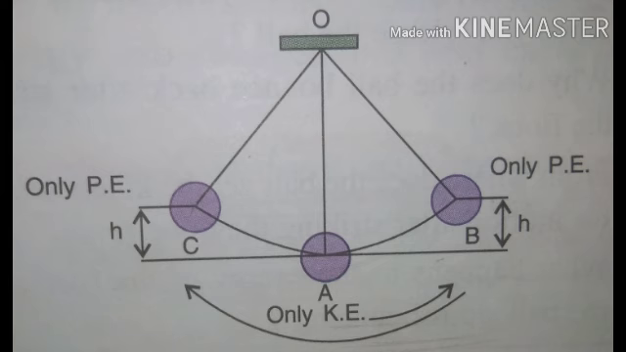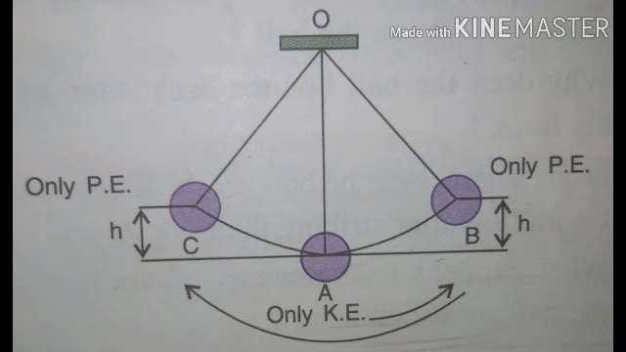Now we see a figure of a simple pendulum. A simple pendulum is suspended from a rigid support. Its resting position is at A. Let's suppose A is the point at the center. When the bob of the pendulum is slightly moved from A to B, its height increases. The bob has potential energy stored in it. On releasing the bob at B, it comes back to A, during which the potential energy changes into kinetic energy.